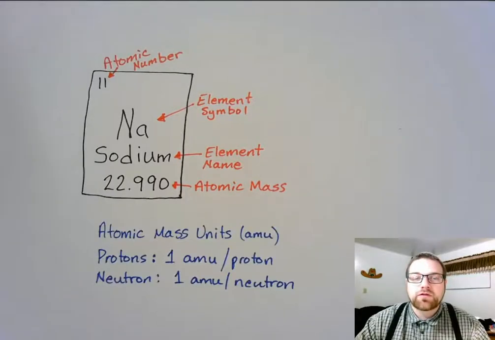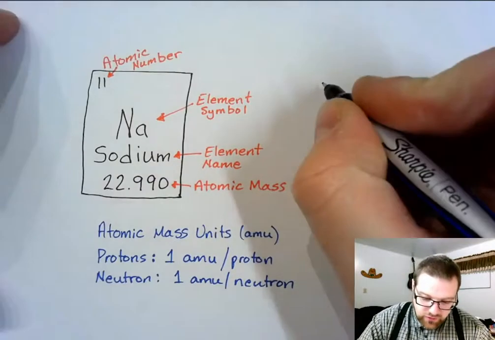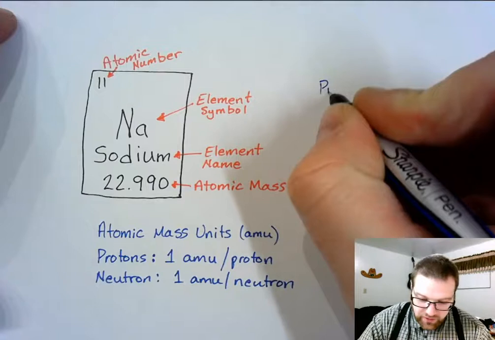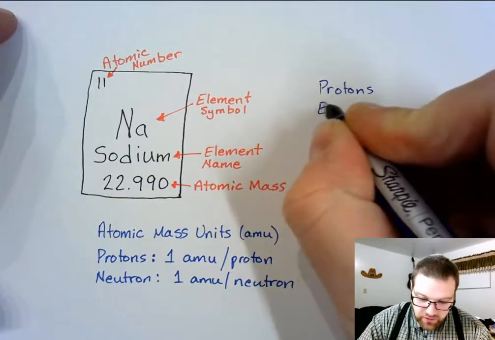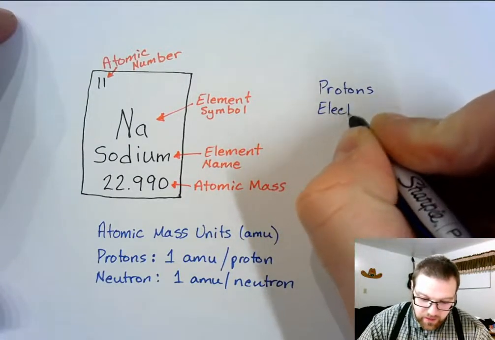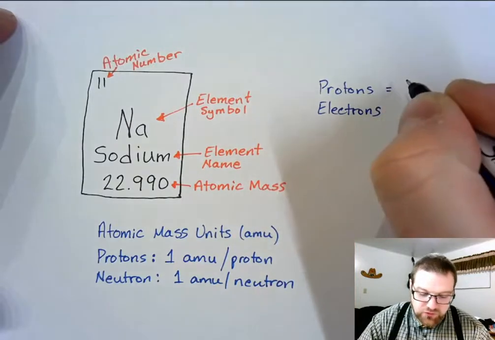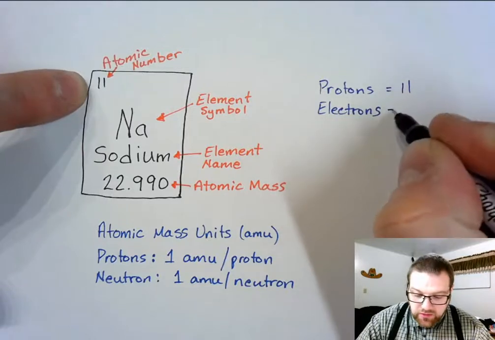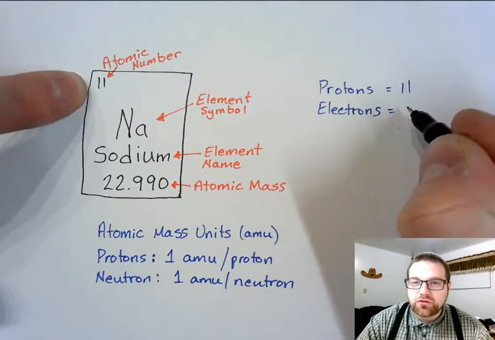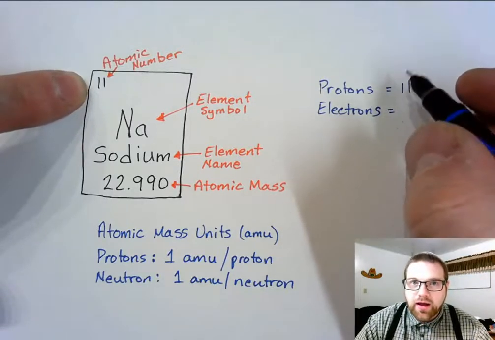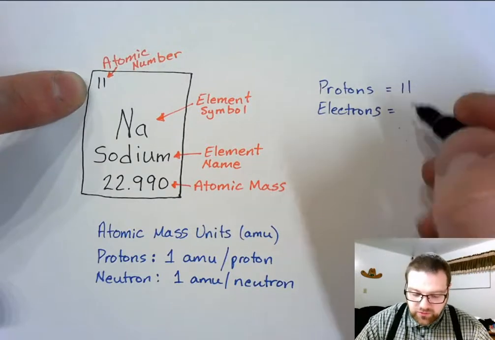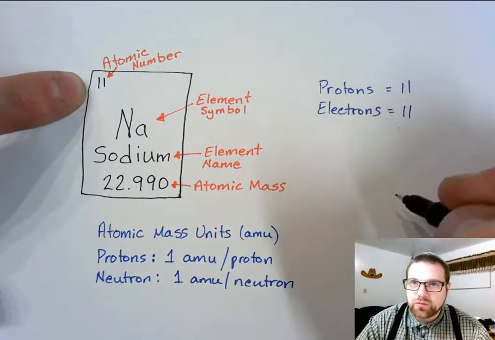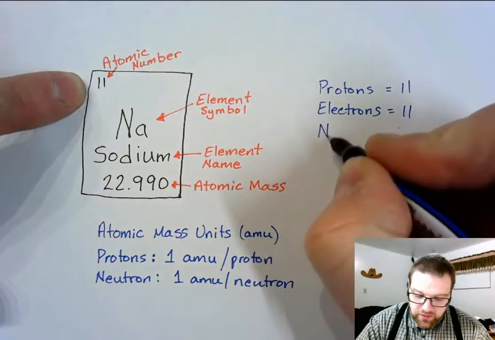So another piece of information we can draw right from the periodic table is the number of protons and the number of electrons in a neutral atom. The number of protons is equal to the atomic number, which is 11, and the number of electrons in a neutral atom is equal to the number of protons, which in this case would also be 11.